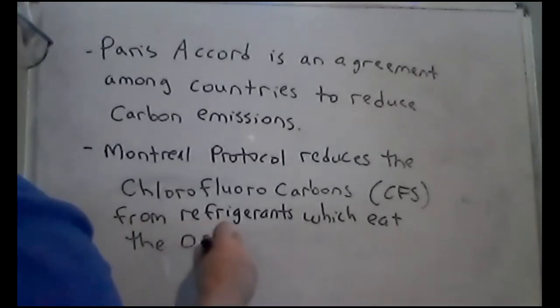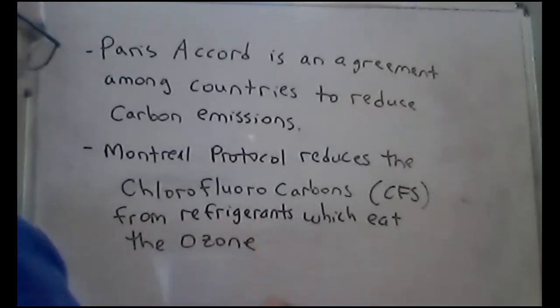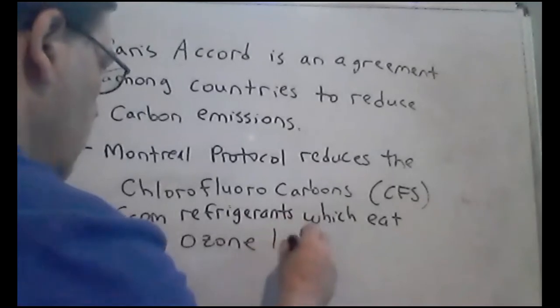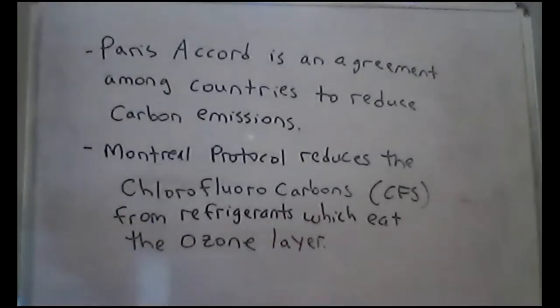So scientists try to warn people about these things. Again, the Paris Accord is the agreement to reduce carbon emissions, which helps control the greenhouse effect that's warming the planet. The Montreal Protocol reduces chlorofluorocarbons from refrigerants that eat the ozone layer. So these are very important things.